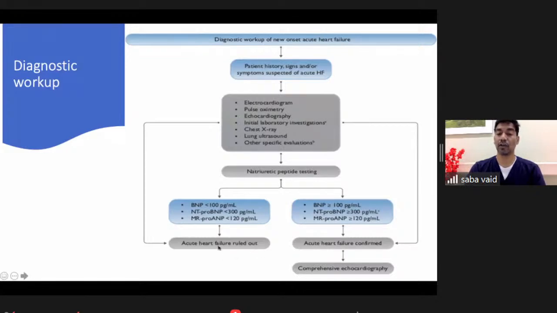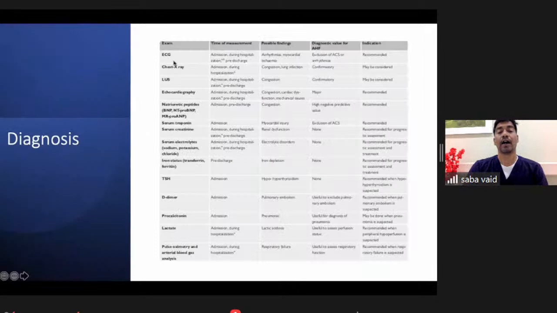And if it is within the normal range, less than the normal range, you can rule out the heart failure. These are some of the investigations. And these investigations, again, can give you an idea both about the cause of the heart failure as well as the effect of the heart failure.